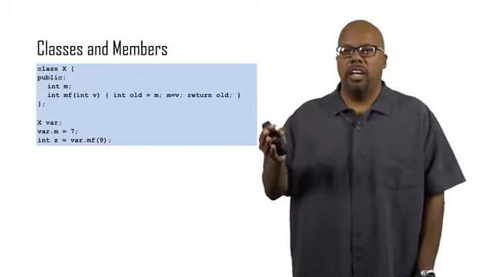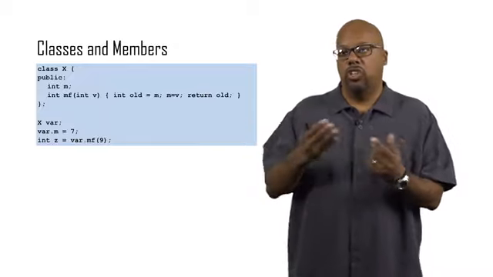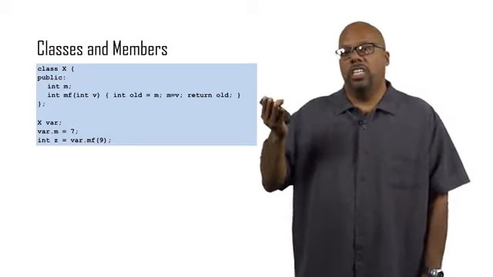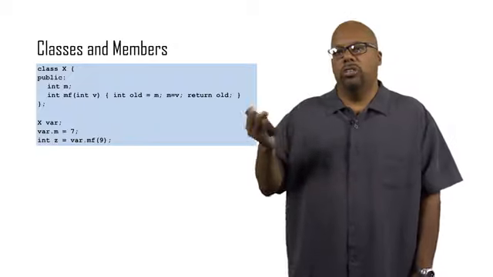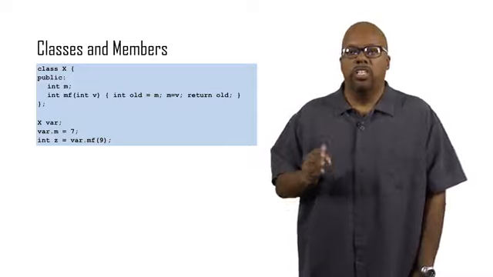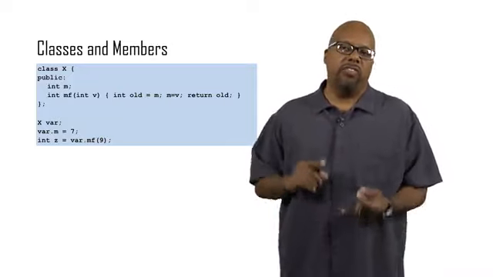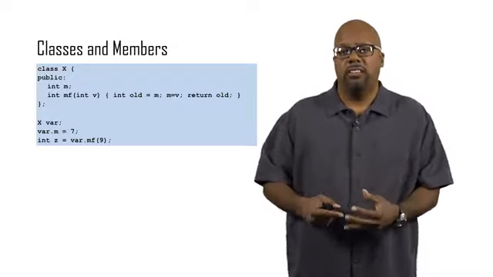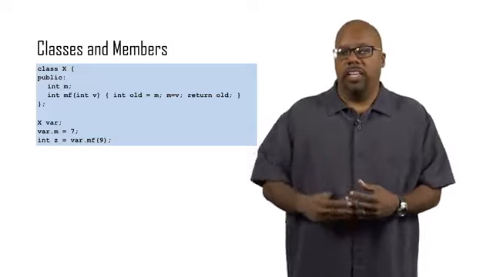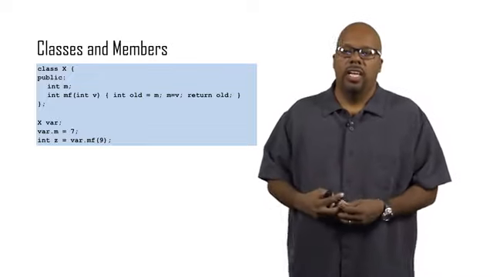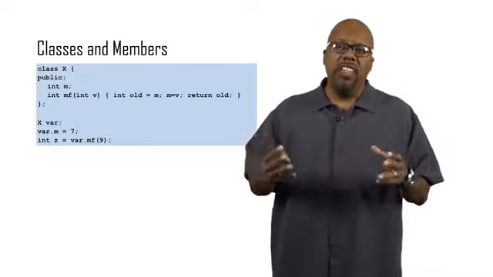So I say int mf, it takes an integer v, and it returns an integer. Then in curly brackets after that, you can see three lines of code: int old equals m, semicolon, m equals v, semicolon, return old, semicolon. So inside this class X, I've defined two things: a variable m that's associated with every object of the class X, and a function mf, which is associated with the class X.